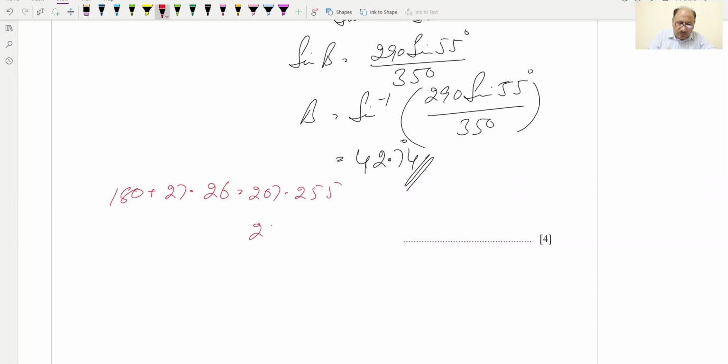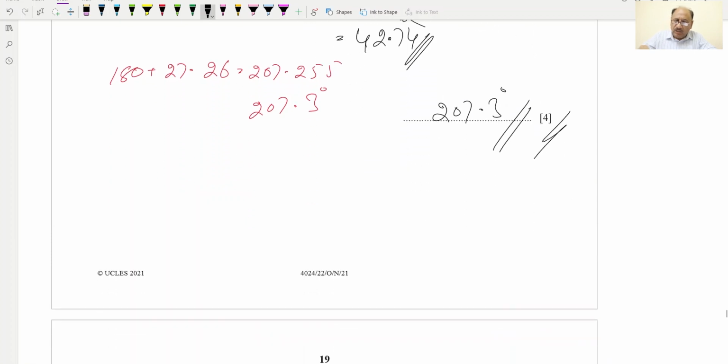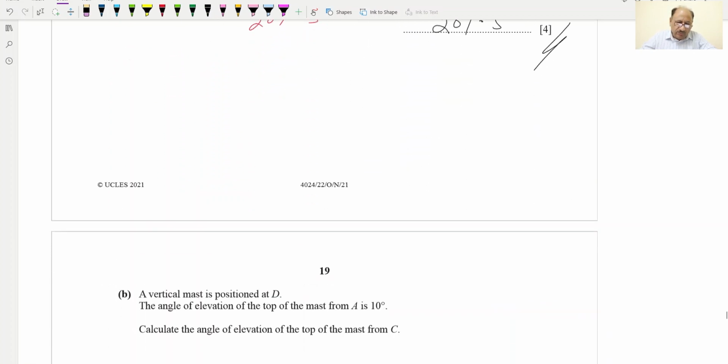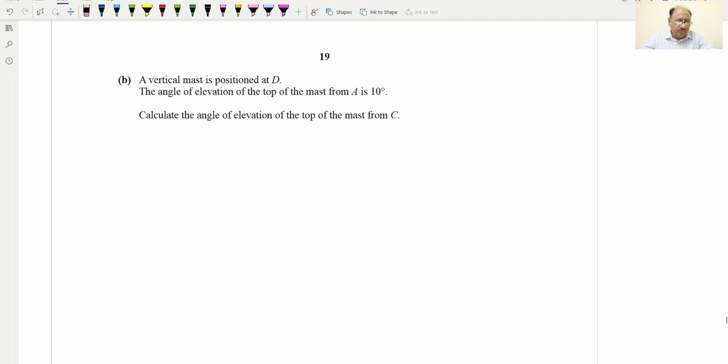207.255, or we can round it to 207.3 degrees. So our answer will be 207.3 degrees. This will be bearing, and this is a 4-mark question. You can see it's a little complicated but not too difficult.